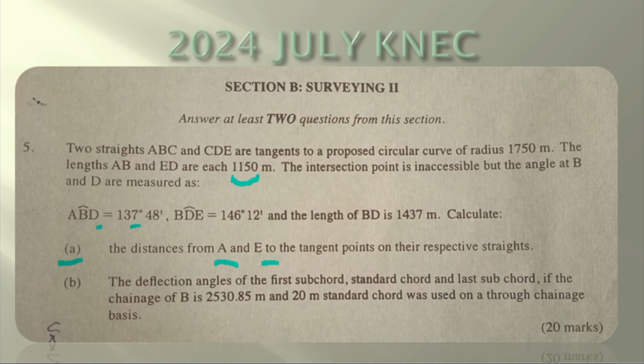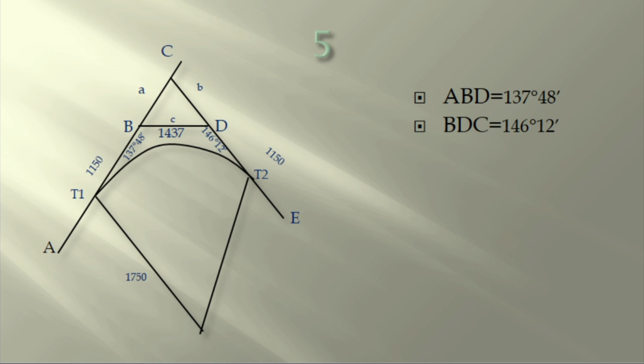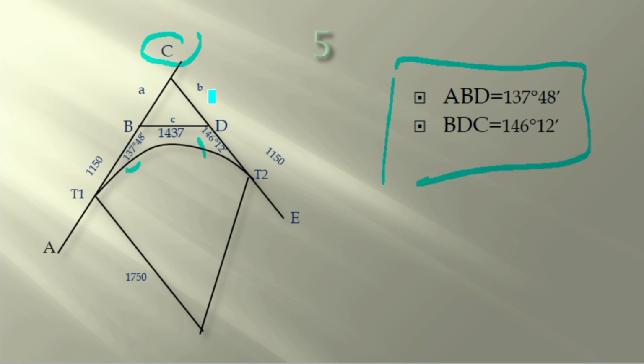So let's go directly and translate what we have been given. Here we have A, C, E, and points B and D in the middle. Point C is inaccessible. That's why we have been provided this angle here and also this angle here. These were found on the question paper. You can go back and check.